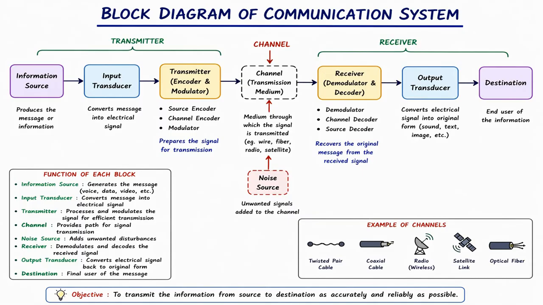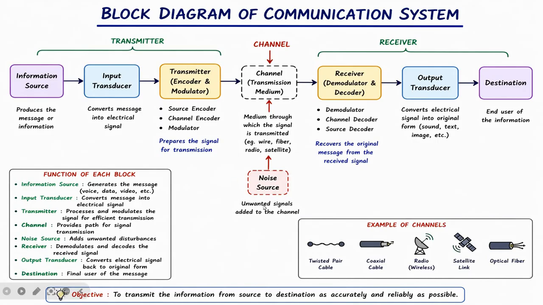For example, some examples of the channels are twisted pair cable. Then you have coaxial cable, radio, which is wireless. Then you have satellite link, optical fiber. These all are the examples of the channels or the transmission medium. So the channel, simply, it will carry the signal.